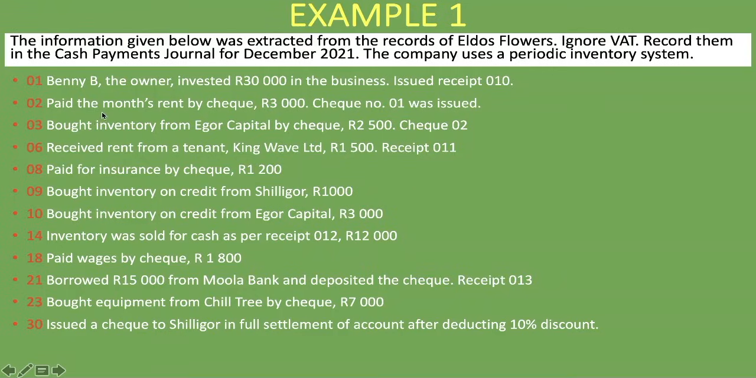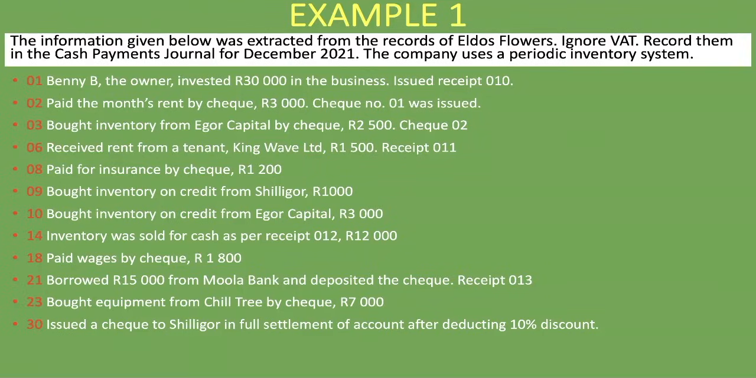On the first day, we have Benny B, the owner, invested 30,000 Rand in the business, issued receipt 010. What happened here? The owner invested 30,000 Rand in the business. Now, the question is, do we record it in the cash payments journal or do we not? Well, this is money that is coming into the account of the business. That means we are not paying it out. Remember, the cash payments journal is only focused on the money that is paid out by the business. But here, this is money coming in, so we're going to skip that one.